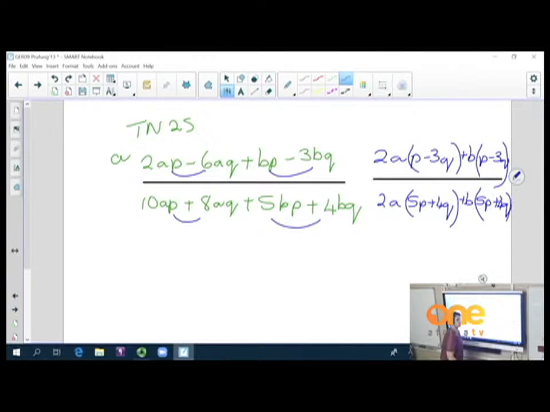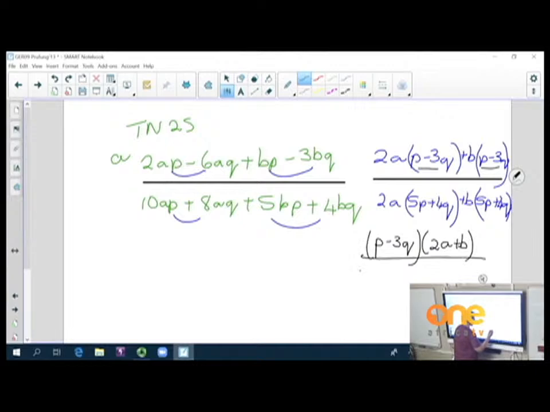Now, I still cannot just cancel. I'm busy with grouping, so I have a double HCF. So I can take out the p minus 3q, and then there remains 2a plus b. Same thing here. I can take out, this is common there, so it's 5p plus 4q, and then in the second bracket, it's 2a plus b. Grouping. That is grouping. And now we can cancel out. This will cancel out. So your answer is p minus 3q over 5p plus 4q.